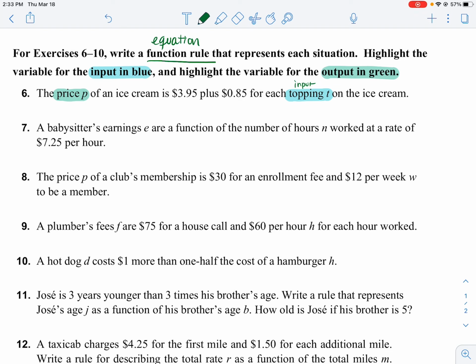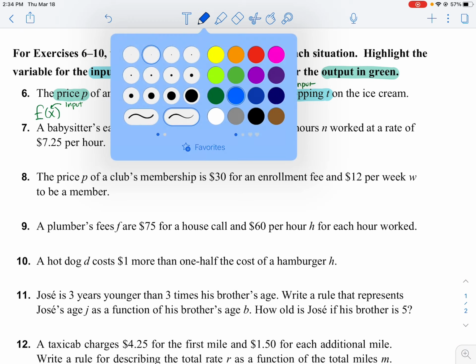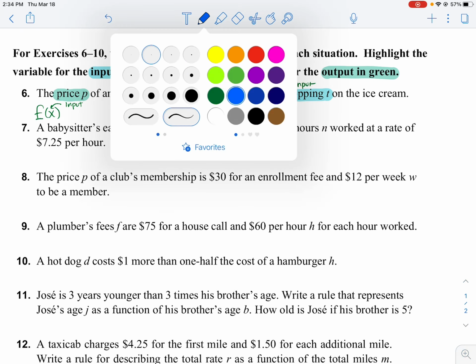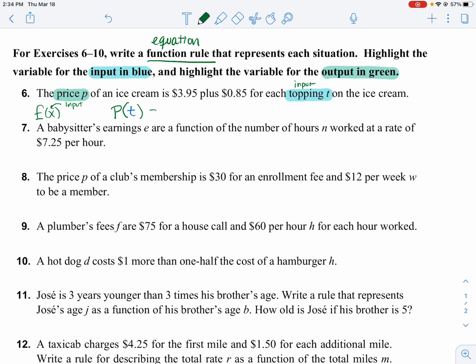So we're going to write these just like we would write f of x, okay? But we're going to use the variables given to us. So our function notation is actually going to represent something. So with f of x, remember the input always goes inside the parentheses, and the output variable is in front. So this would be P of t. All right, that would be my function notation for that piece, the price of the toppings, okay?